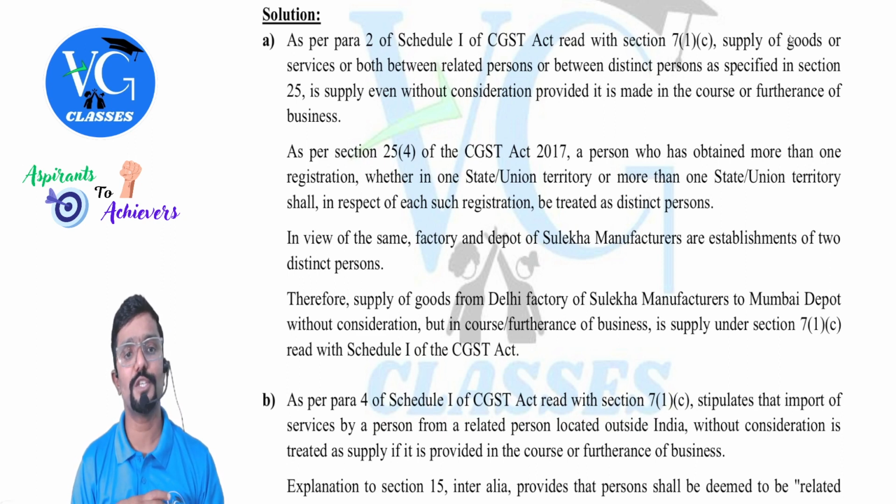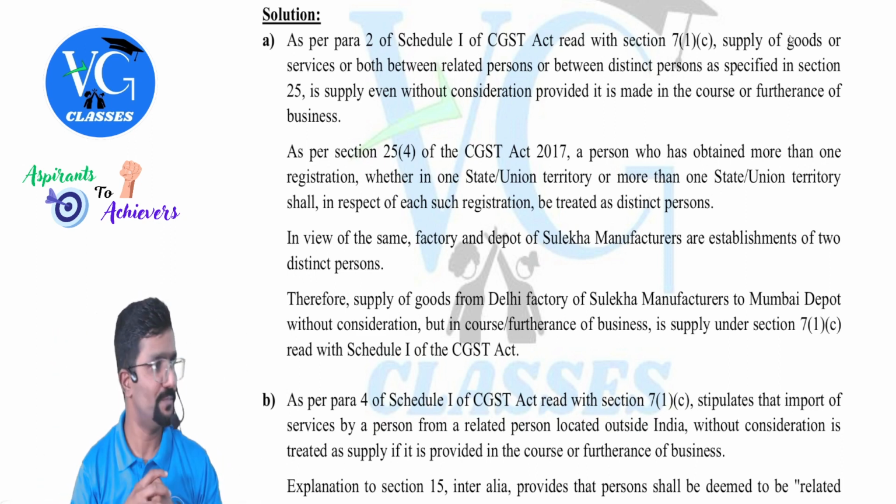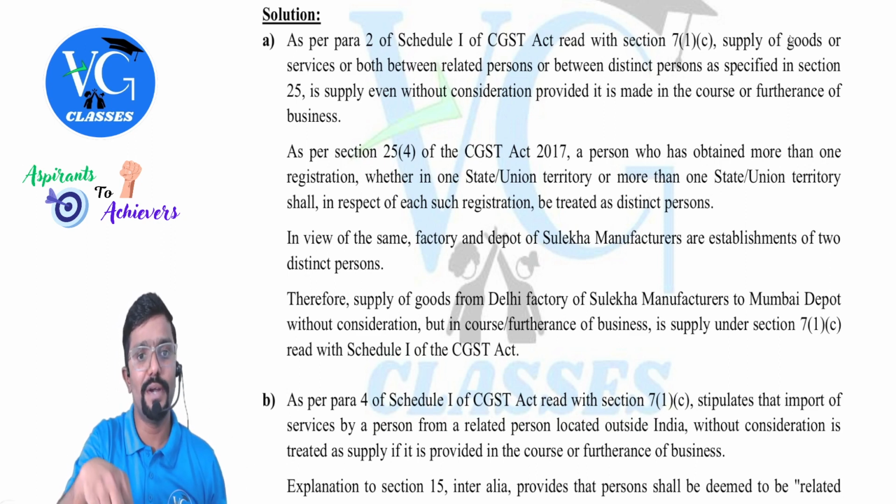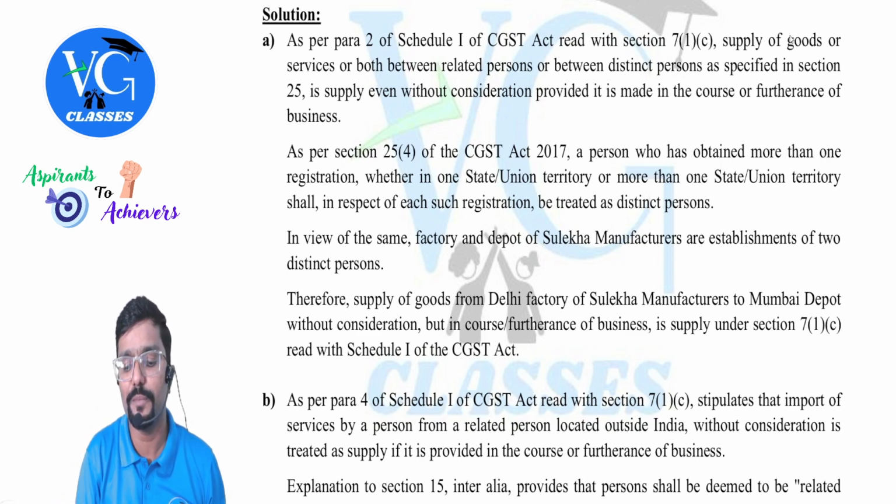Supply of goods or services, both between related persons or between distinct persons as specified in section 25, is supply even without consideration, provided it is made in the course or furtherance of business. So I am telling what the applicable provision is. Then, as we are using the word distinct person, and that is what is relevant for me in the answer, let me explain what that is also.